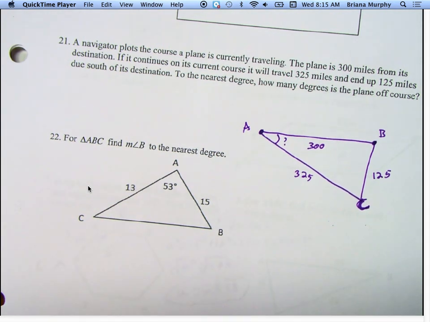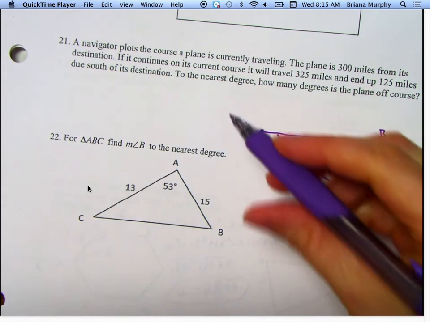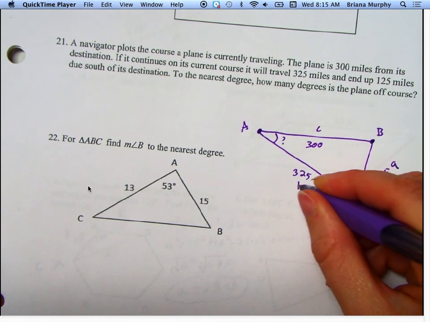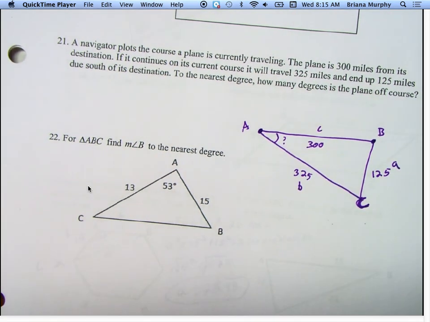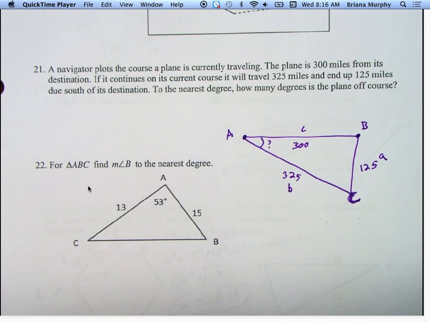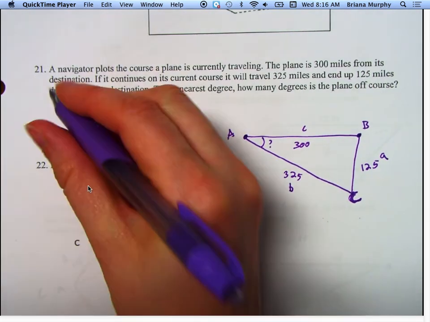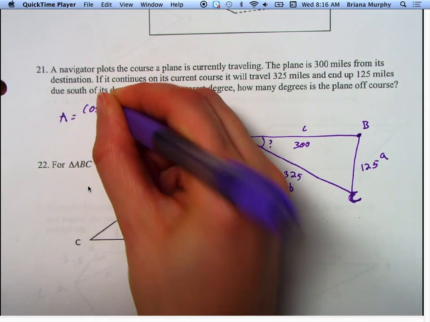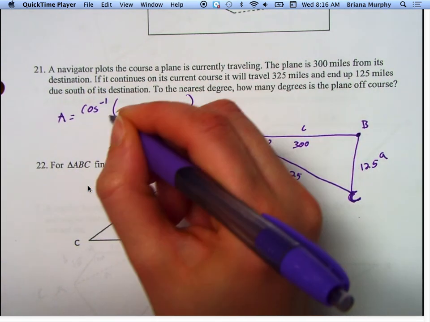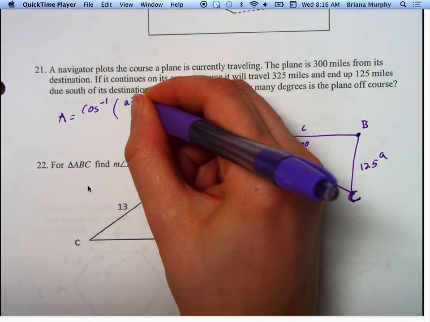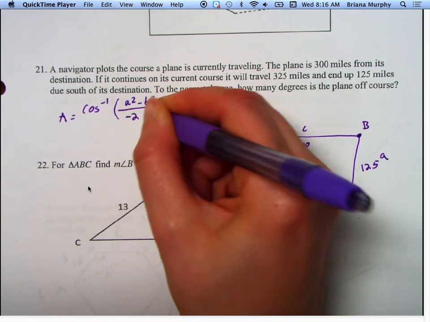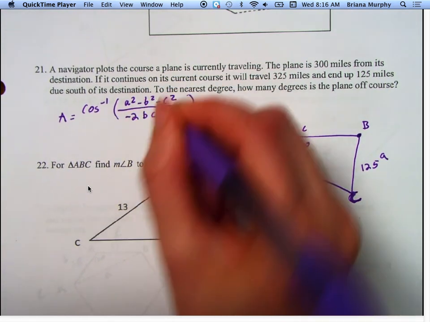Now what's my next step? Label. So this is little a, little c, little b. Okay, am I looking for a side or an angle? Angle. I'm looking for angle A, right? So I'm going to use this equation. A equals cosine -1 of a squared minus b squared minus c squared all over -2bc. Correct?